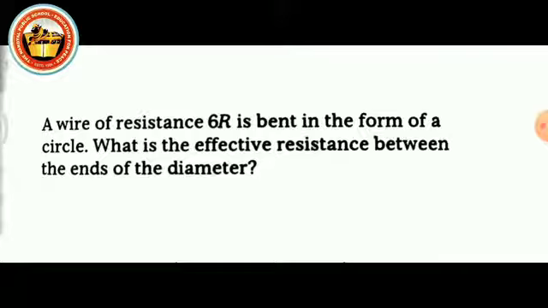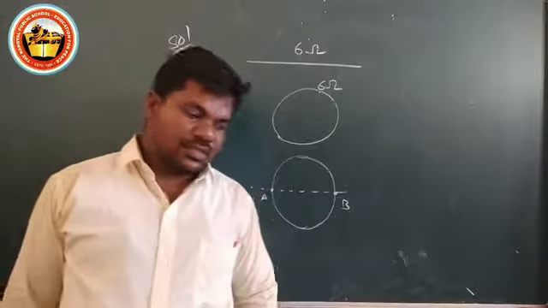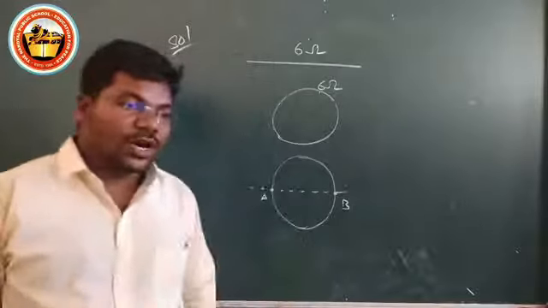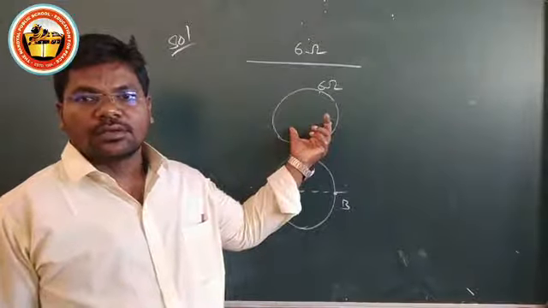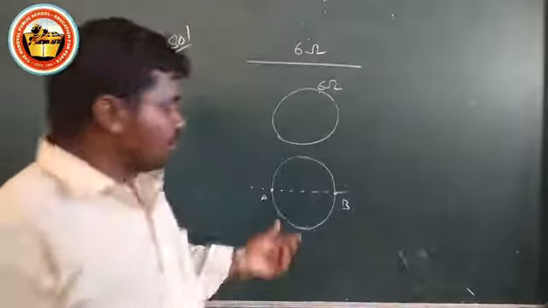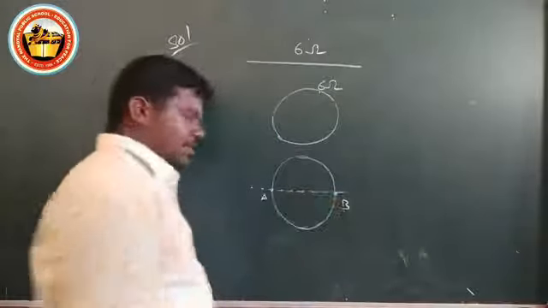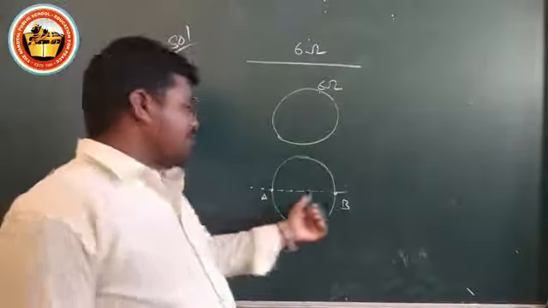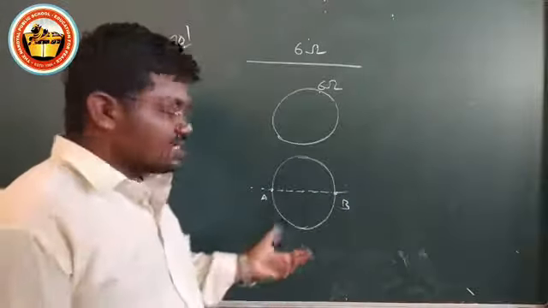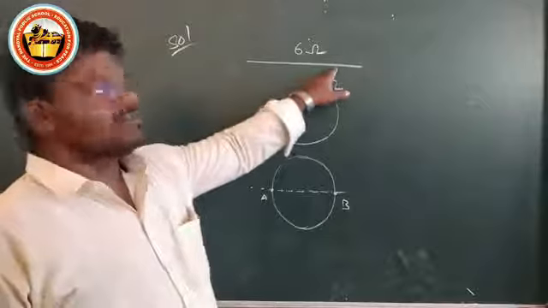A wire of resistance 6 ohms is bent in the form of a circle. What is the effective resistance between the ends of the diameter? Solution: first, they gave a wire having 6 ohms. That wire is bent like a circle. Then we have to find the effective resistance of the wire along the diameter. This dotted line we can call the diameter. Along the diameter we have 2 points, A and B. Between A and B, what is the effective resistance?